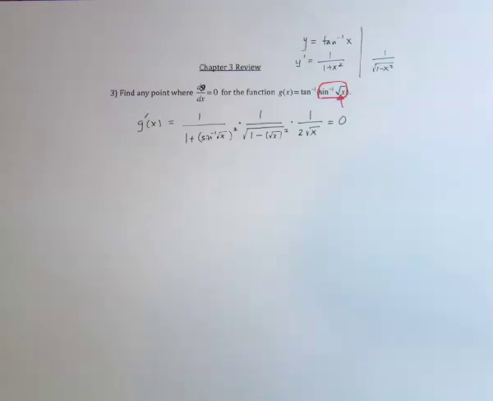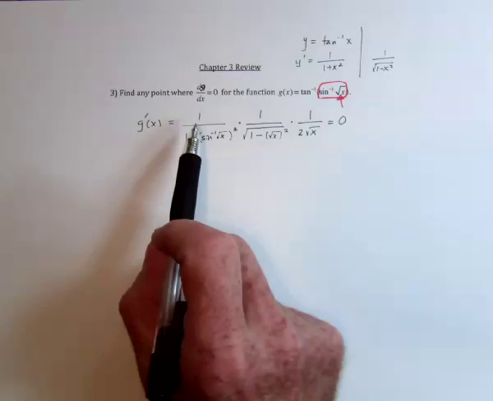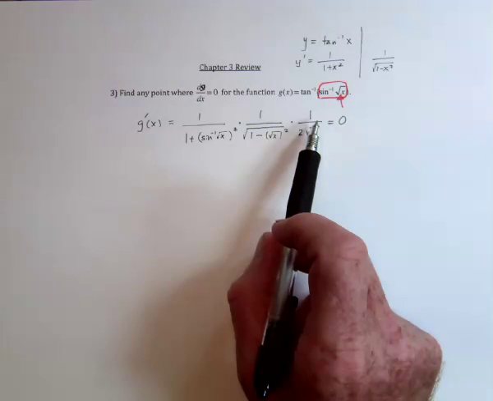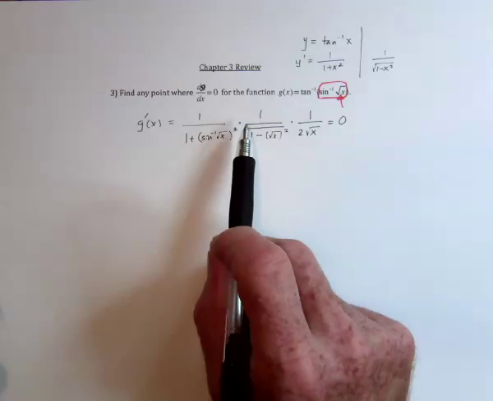Now I can just look at it and say there is nowhere where the derivative equals 0. So in order for a fraction to equal 0, the top has to equal 0. But the top doesn't even have a variable in it.